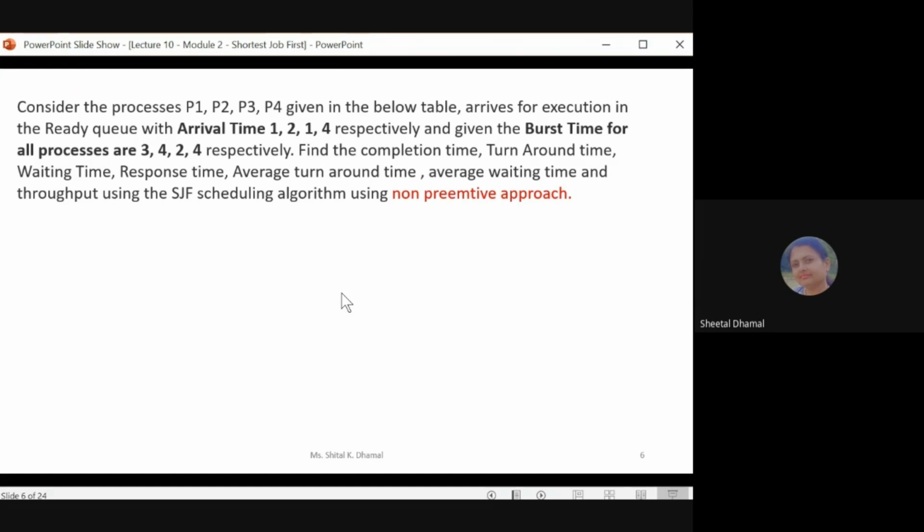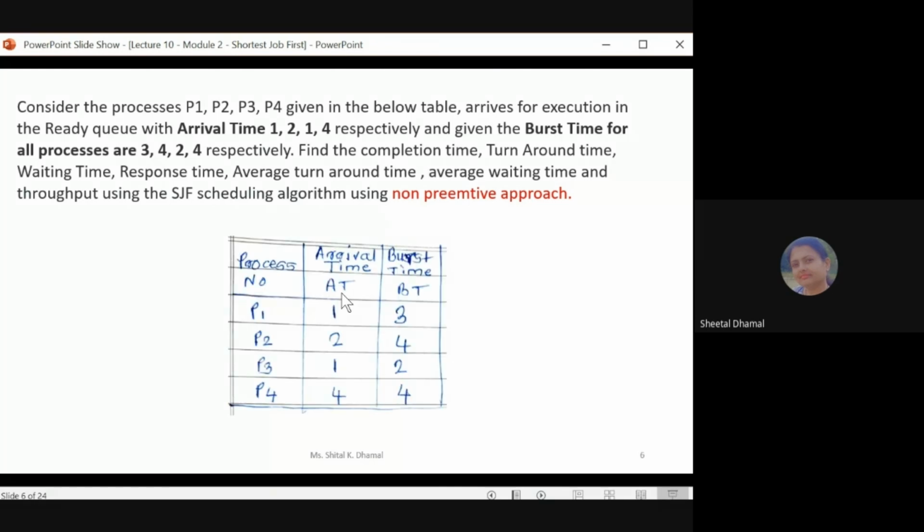And this word is very important here. Though we are using the shortest job first algorithm, we have to use the non-preemptive approach. Processes are given in tabular representation. So, process number. Here, many times in the exam, instead of the variables P1, P2, P3, P4, the numbers 1, 2, 3, 4 are given. Those are nothing but the process identification numbers given by the operating system to track or identify that process, and this identification number is unique for each process.